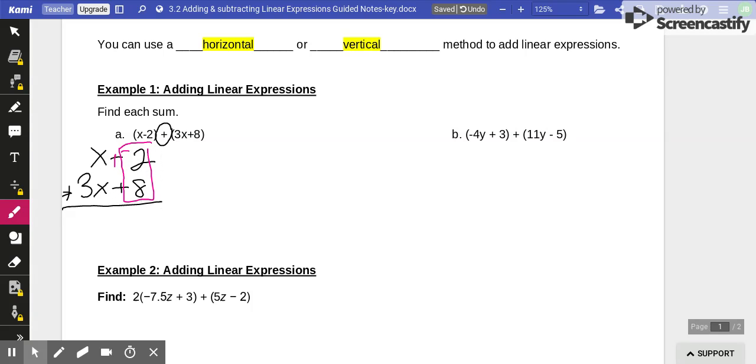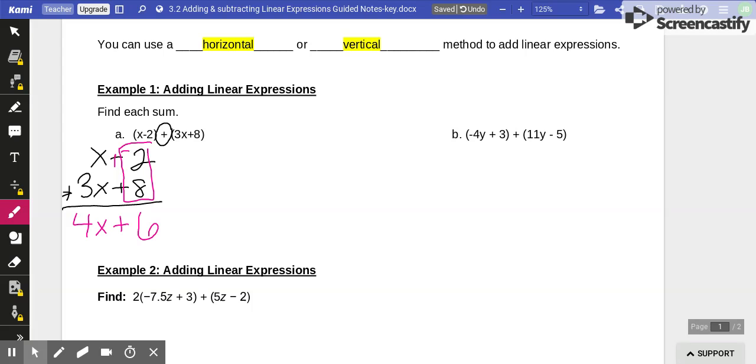So I have negative 2 plus 8, which is going to be a positive 6. I bring that down because both answers are positive, and above it I have x plus 3x, so I have 4x. So my answer is 4x plus 6.